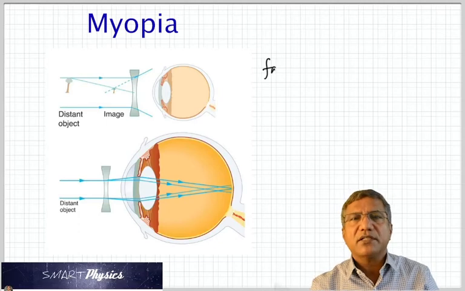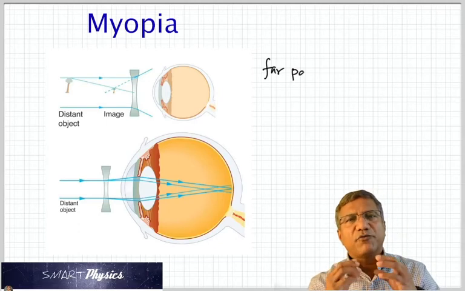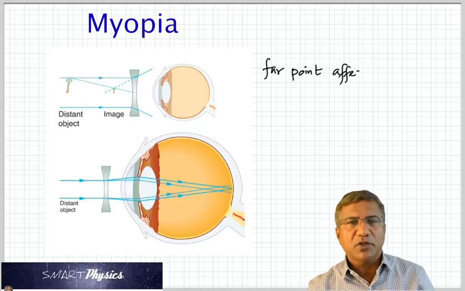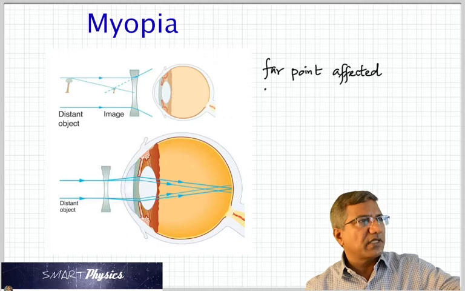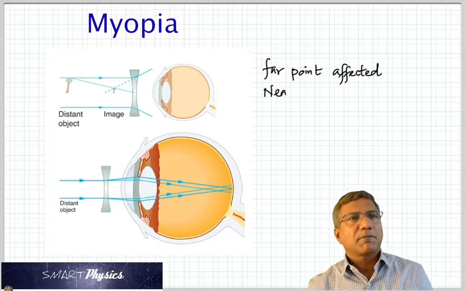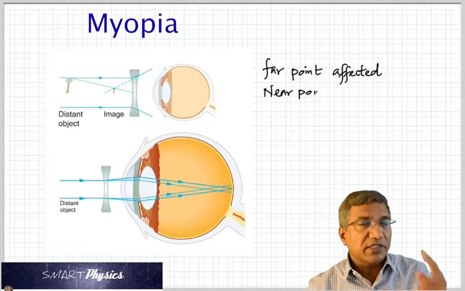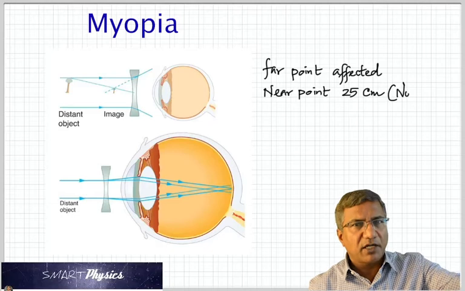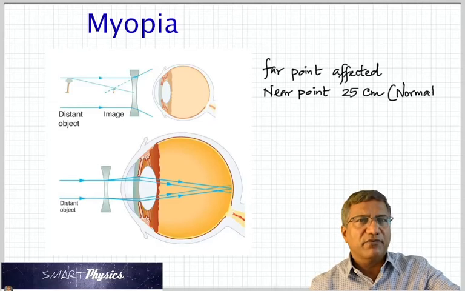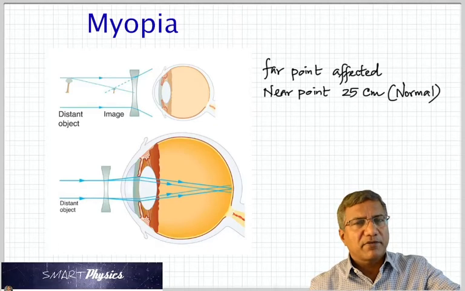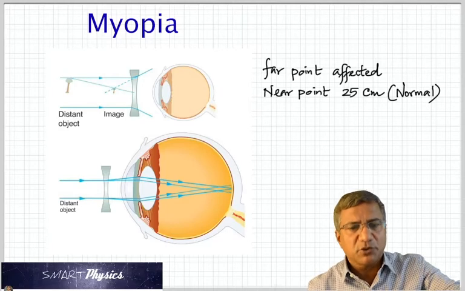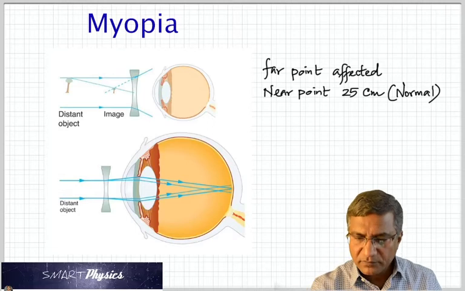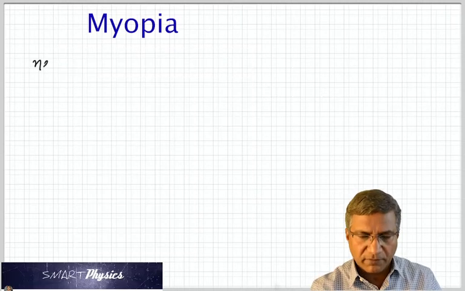But when you have nearsightedness, the far point is affected. The far point is not infinity anymore. So this person can only see up to X meters. So there is no problem with the near point. The near point is still 25 centimeters, but the far point, instead of being infinite, now becomes something finite, maybe 3 meters or maybe 2 meters. So that's nearsightedness. Let's work out a problem on that.